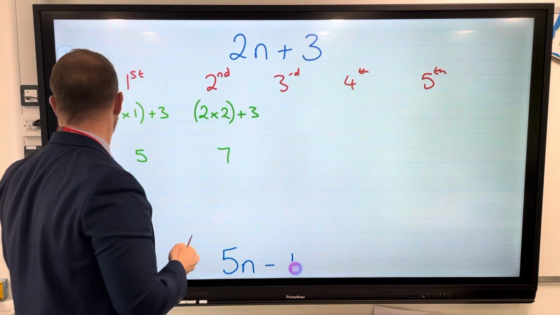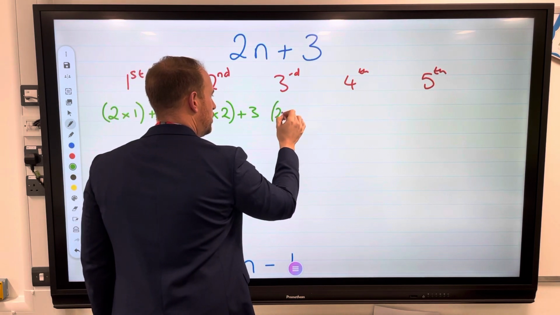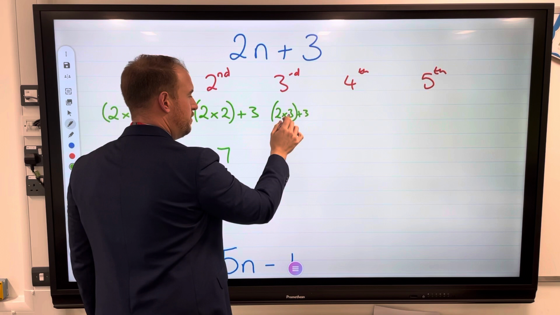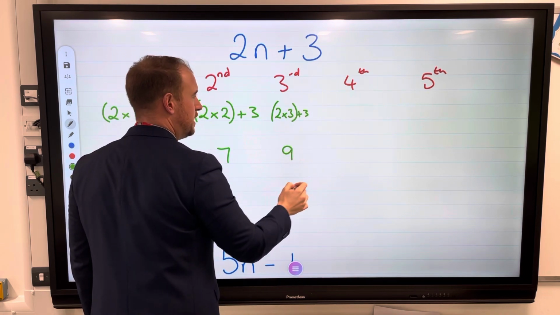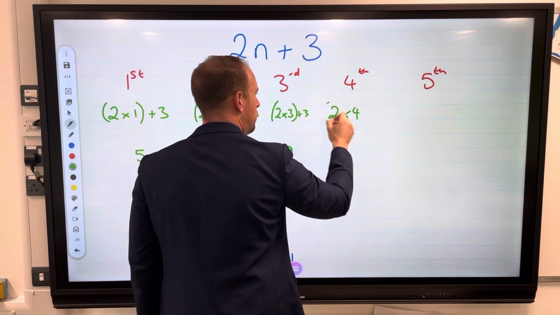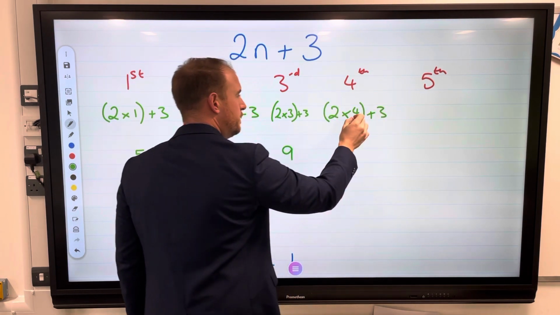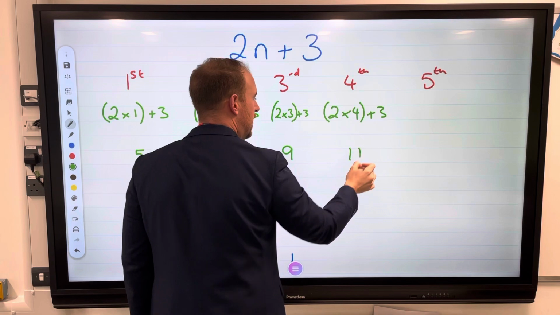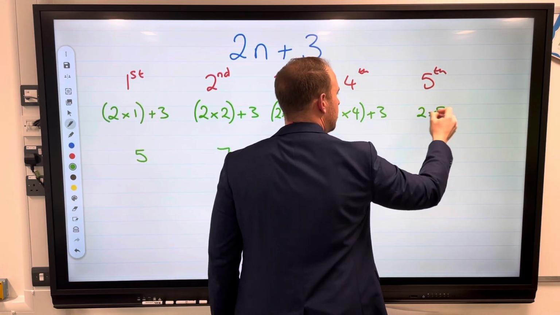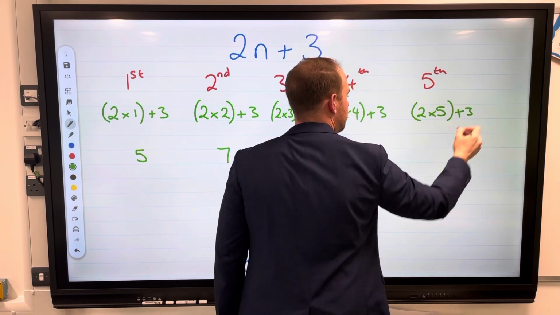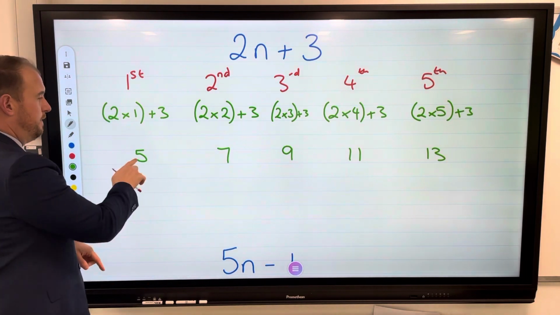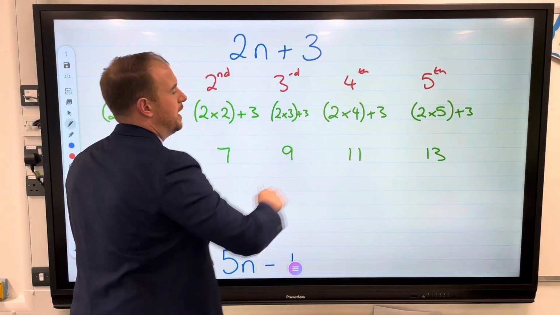For the third term, we have 2 times 3 plus 3. 2 3s are 6, plus 3 is 9. Here, the fourth term will be 2 times 4 plus 3. 2 4s are 8, plus 3 is 11. Fifth term, 2 times 5 and plus 3 to make 13. So my first 5 terms are 5, 7, 9, 11 and 13.